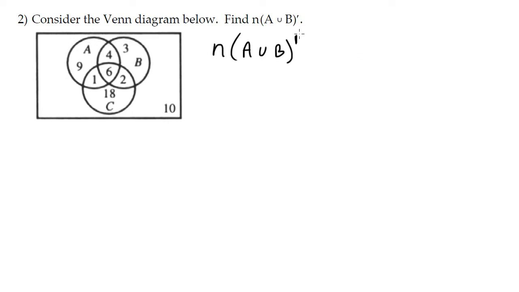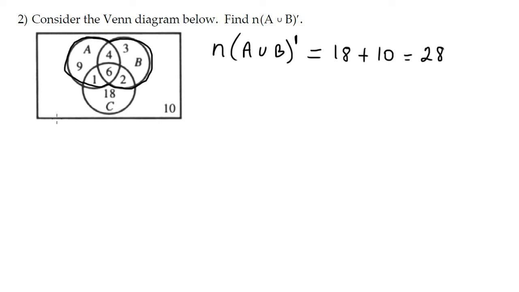But this wants the complement of that. So this problem is asking for the number of elements in everything else. Everything outside of this set, everything outside of here. So that's literally 18, the number that's only in C, not in A or B, only in C. That's 18. Plus the number that's in none of these 3 sets, 10. 18 and 10, that's 28. That's the number of elements in A union B complement. So that's one way to think about it.